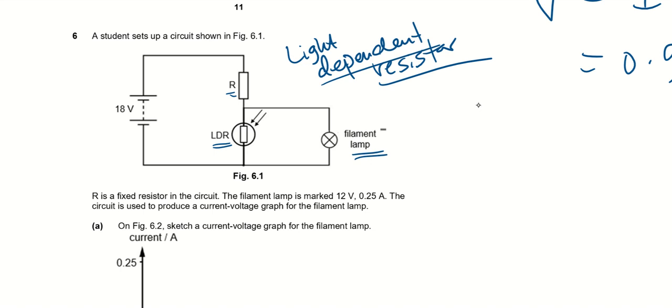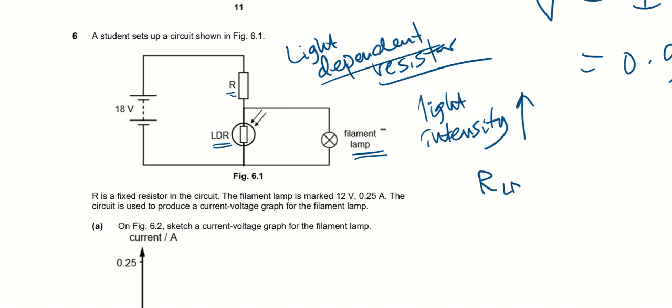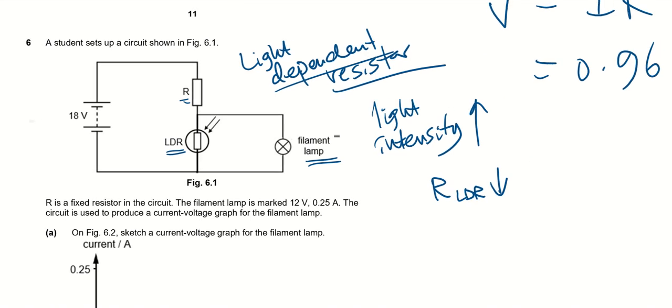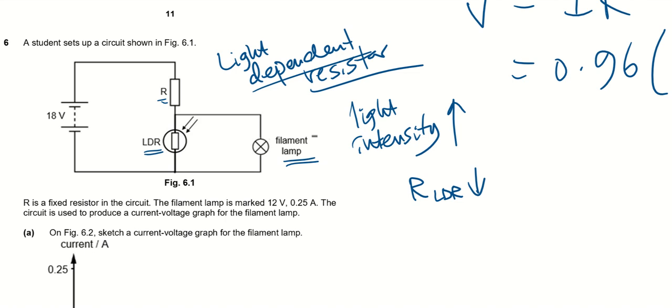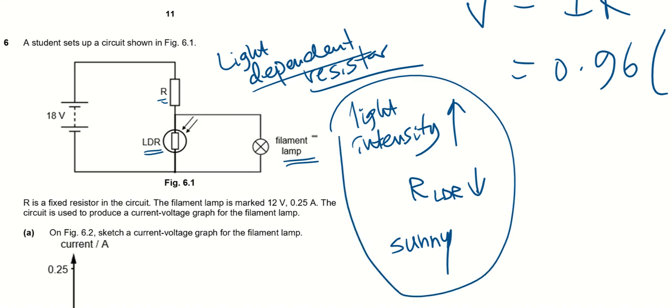When the light intensity shining on this light dependent resistor is high, the resistance of the LDR will be low. That means when it's sunny, I have a lot of sunlight shining down on this LDR, the light intensity is very high, and the resistance will be low.